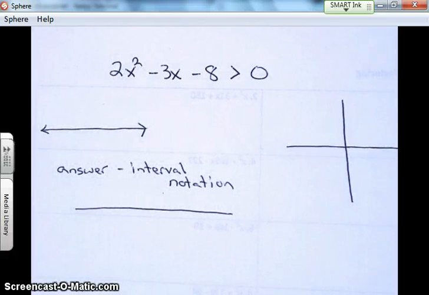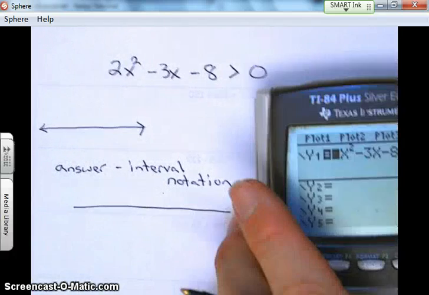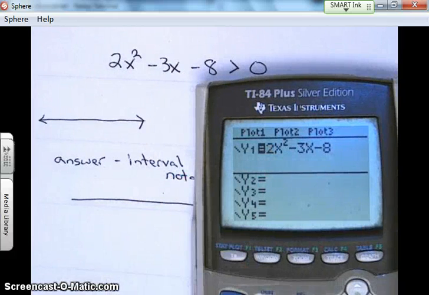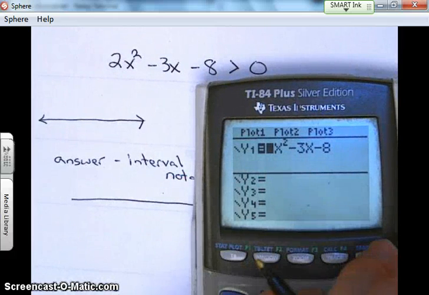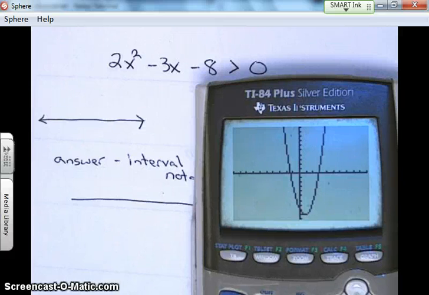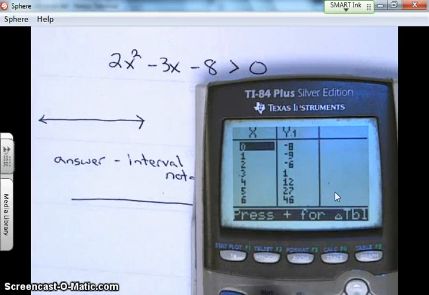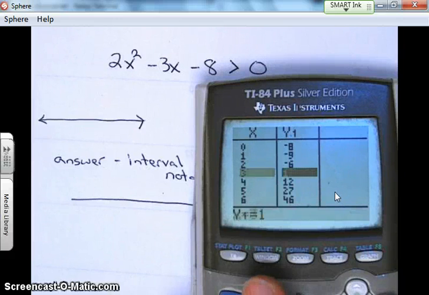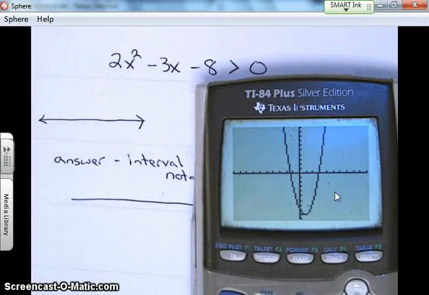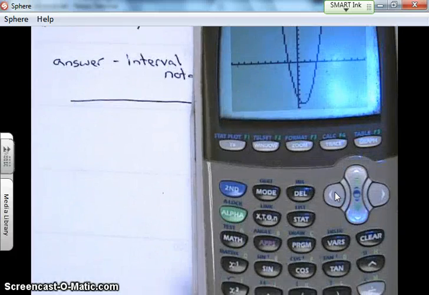Okay, so the first thing we're going to do is plug this into our calculator. I'm going to go ahead and go to my graph. Now, what I want to find here is what the two roots are. So it looks like one of the roots is going to be at 3. If I go to my table, I can see that it's not. See, it's 3, 1. Okay, so I'm going to have to solve it.